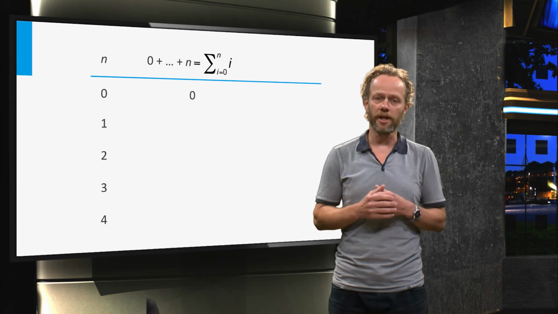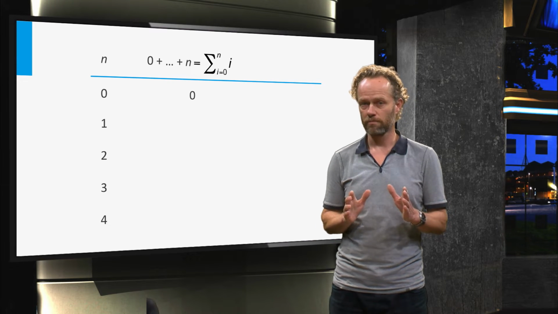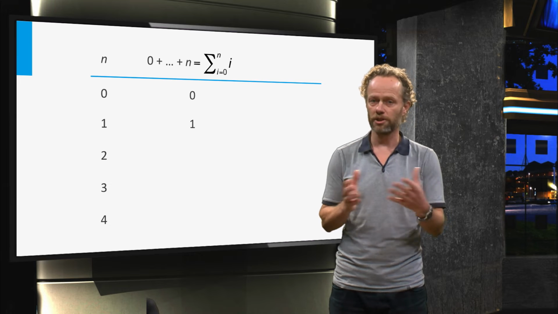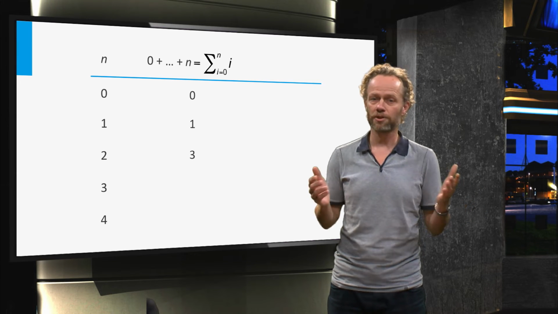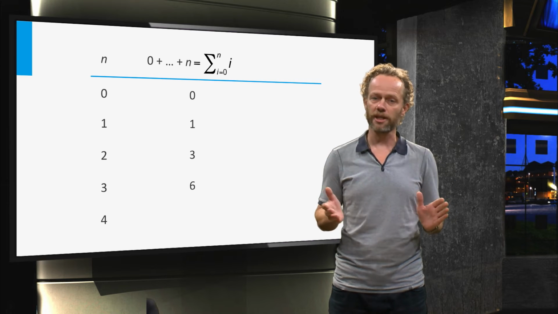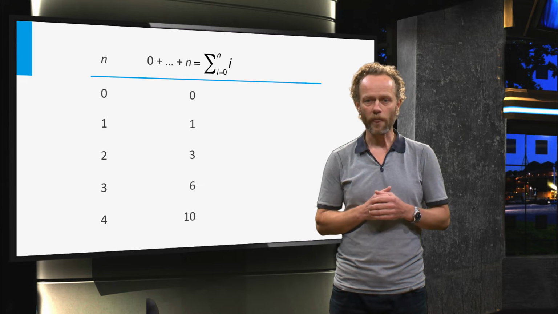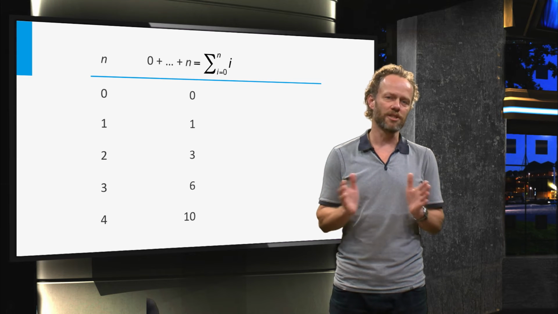For each next value of n, we find the sum by adding that value of n to the previous sum. So when n is 1, we add 1 to 0, and we find that the sum is 1. When n is 2, the sum becomes 3. For n equal to 3 and 4, we find that the sum becomes 6 and 10. Now this is very interesting, but we don't yet see a property of these numbers.